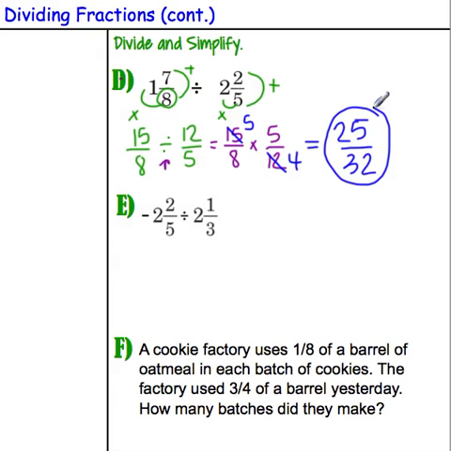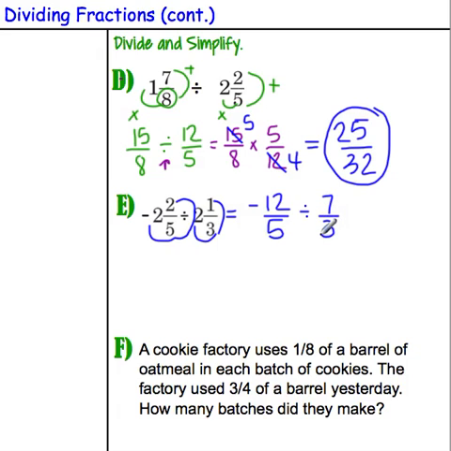Moving on to the next one. Negative 2 2/5 divided by 2 1/3. I'm going to go ahead and go around the horn. 2 times 5 is 10, plus 2 is 12. We knew that already because we just did that one in the last problem. Then we go 2 times 3, which is 6, plus 1 is 7. So we're dividing by 7 over 3.